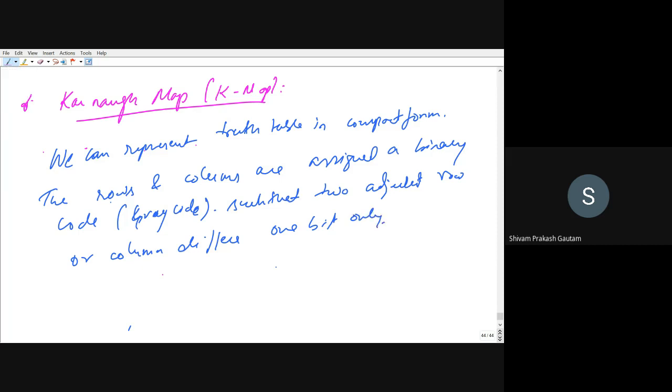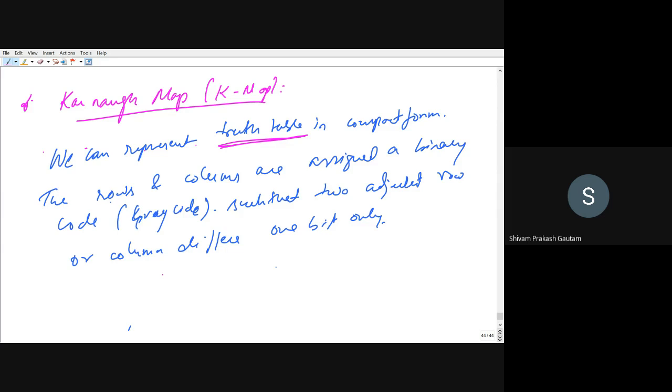We can represent truth table. Right, till this point we have made a truth table. If it is a 3 variable truth table, we have made a truth table containing 3 columns as 3 variables and one column as a function, right? And how many combinations of 3 variables can be possible? 8 combinations. So for that we have made a truth table.